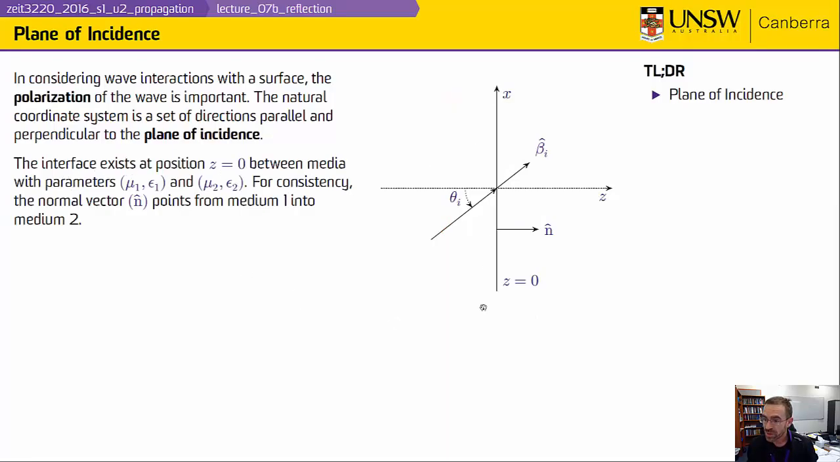We're going to assume that the interface exists here at z equals 0, and we have the two media with permeability and permittivity mu1, epsilon 1, and mu2, epsilon 2, as we expect.